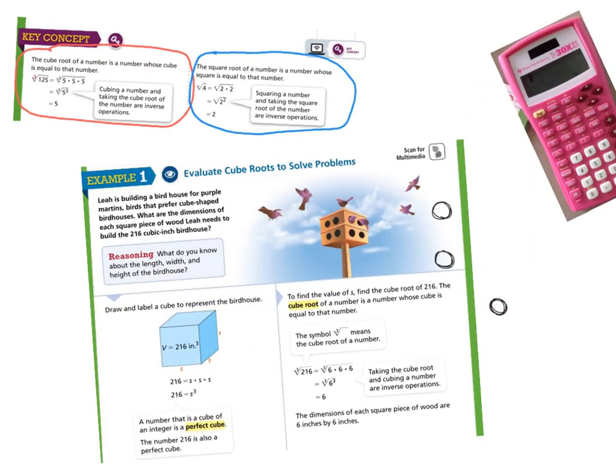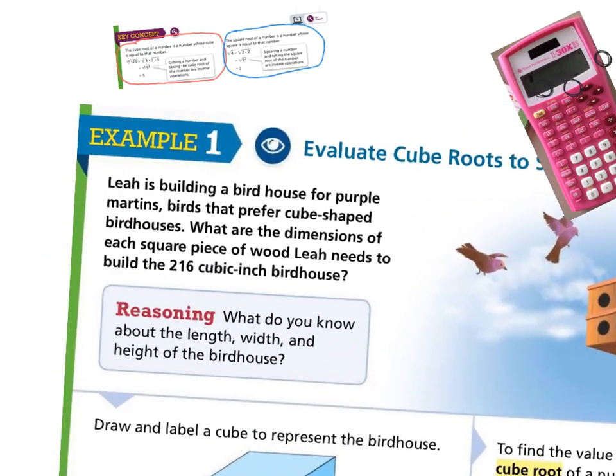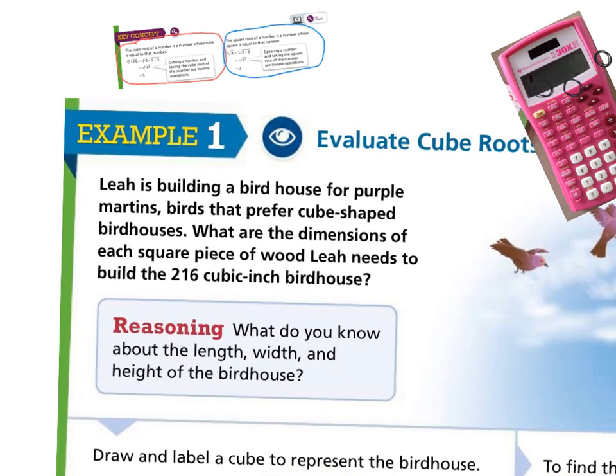So with all that in mind, now if we look at example 1, Leah is building a birdhouse for purple martins, birds that prefer cube-shaped birdhouses. What are the dimensions of each square piece of wood Leah needs to build the 216 cubic inch birdhouse? So these are pretty picky birds if they're only going to take a cube-shaped birdhouse, huh?